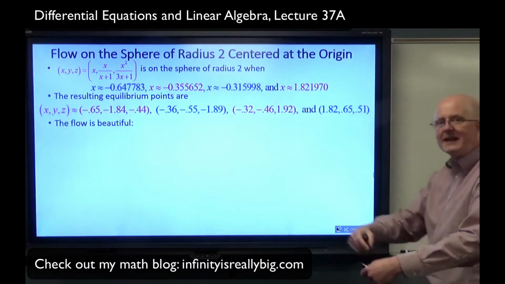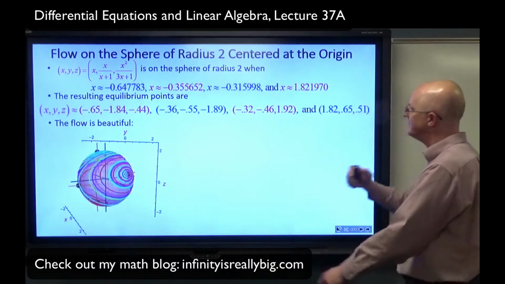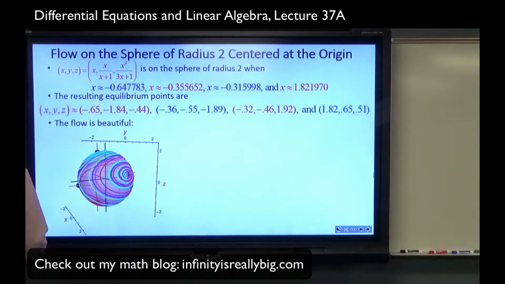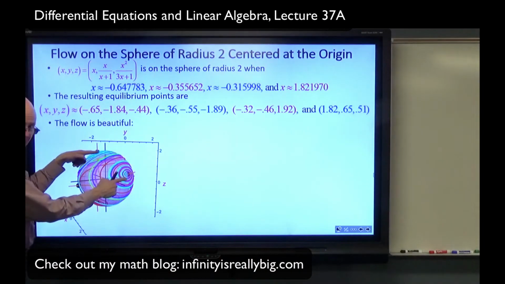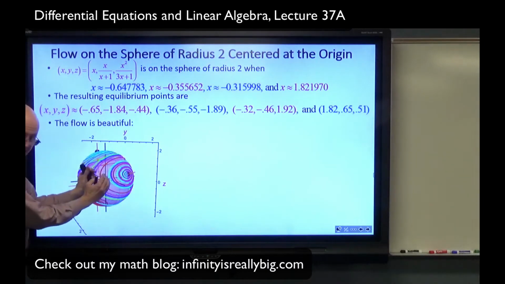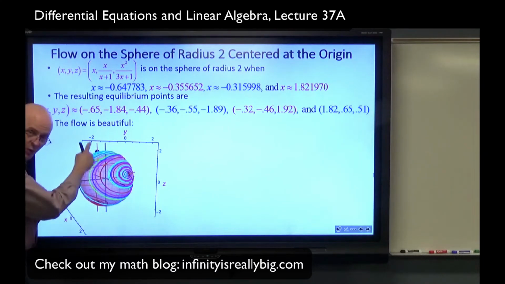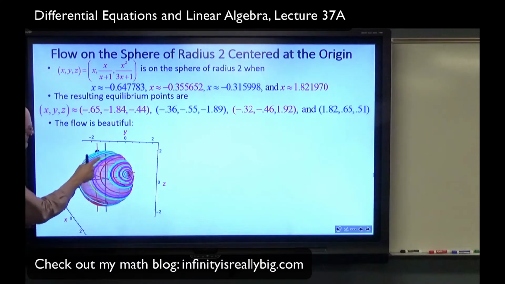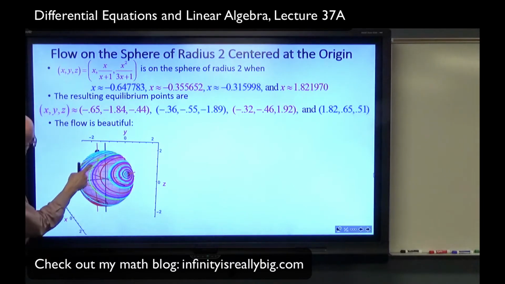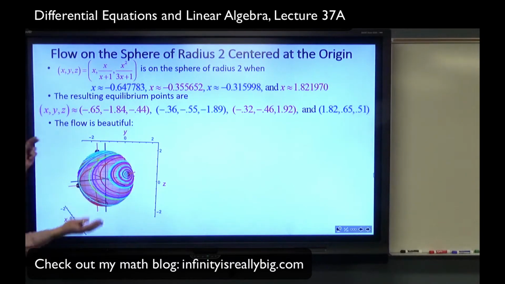The flow, just like in the last lecture, is beautiful. Here it is. Looks fairly similar to the flow from lecture 36A. These 2 equilibrium points look very similar. We had those before, but these 2 are new. These 2 we had before when the sphere was smaller. The sphere was intersecting this orange curve here and here, just at 2 points. That's the curve of equilibrium, by the way. And so we had 2 equilibrium points on the sphere. But now that the sphere is bigger, we intersect the orange curve down here as well. We get 2 more equilibrium points.